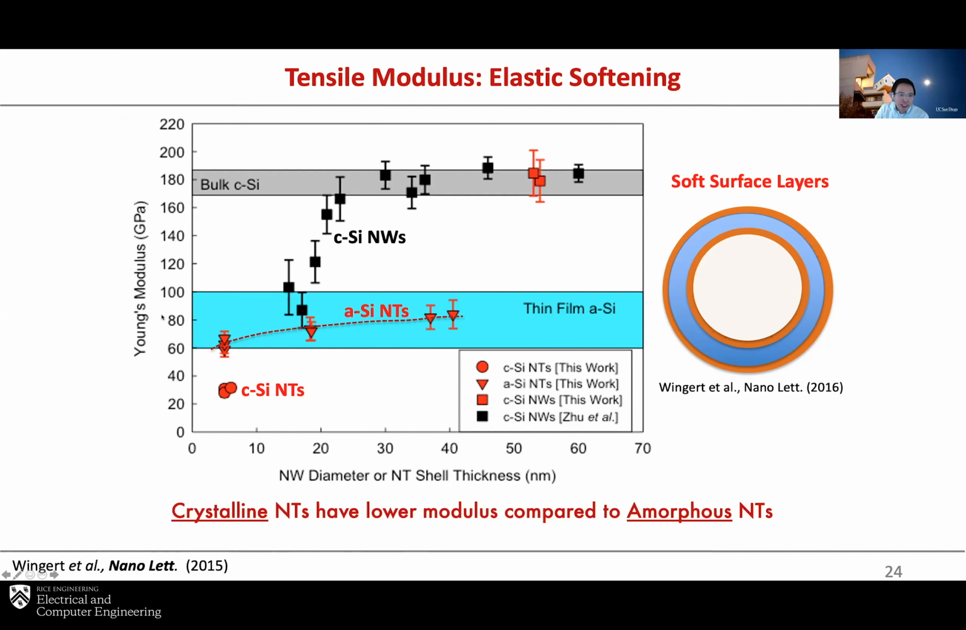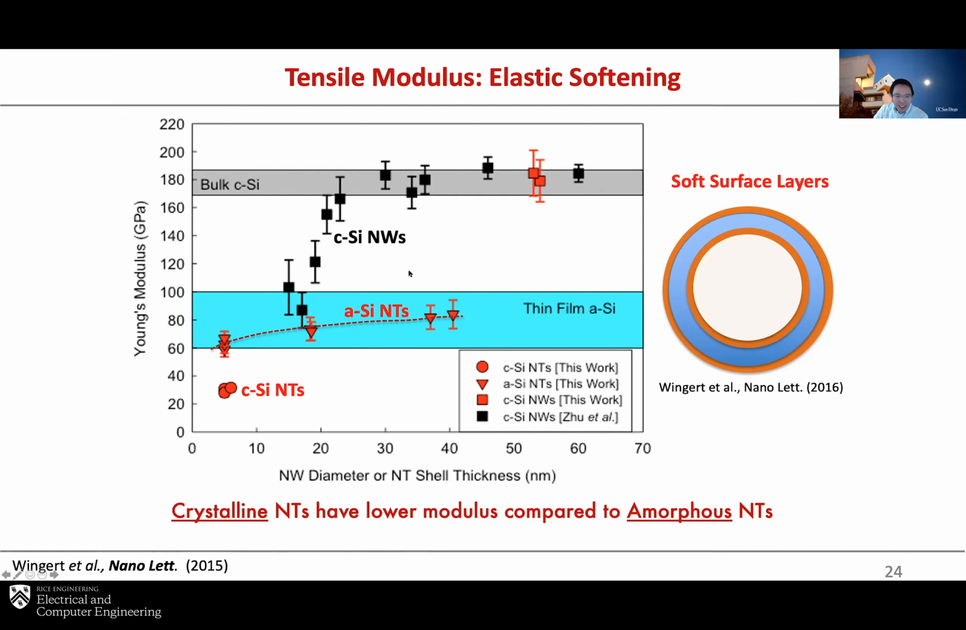So here we measure Young's modulus of these nanotubes and nanowires as a function of nanowire diameter or nanotube shell thickness, again from 5 nanometers all the way to maybe 60 nanometers. As you can see, for crystalline silicon nanotubes or nanowires, there's actually a size dependence in Young's modulus. For larger diameters, over 30 nanometers, you have almost bulk-like Young's modulus. But below about 25 nanometers, the modulus is greatly decreased. For a 5 nanometer tube, the Young's modulus is about 30 gigapascals.